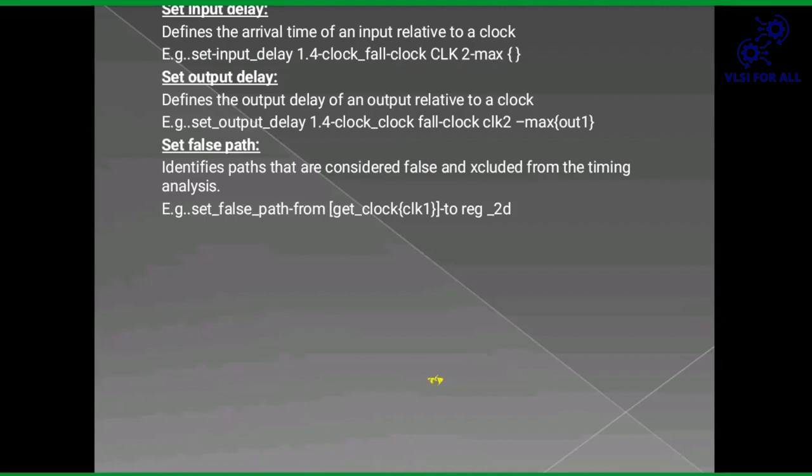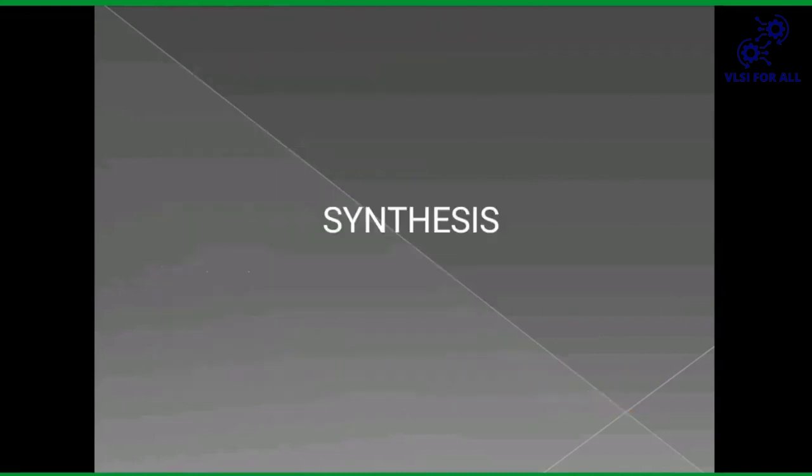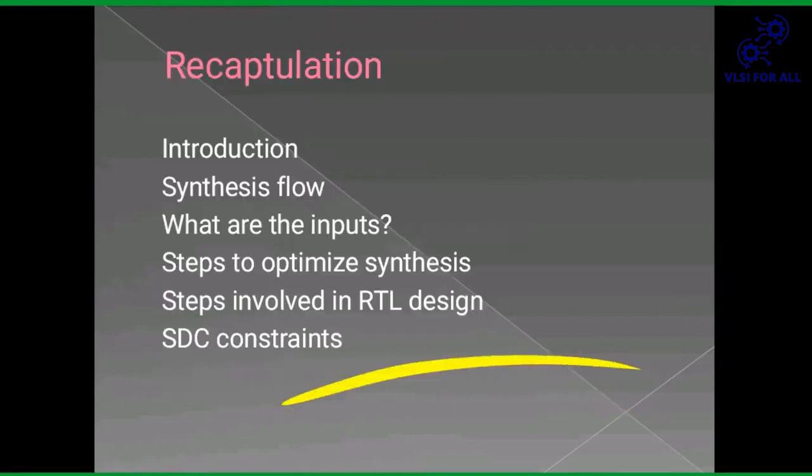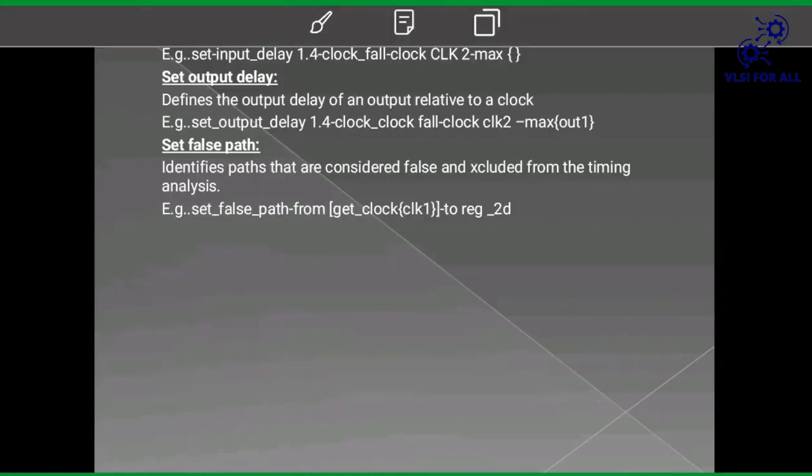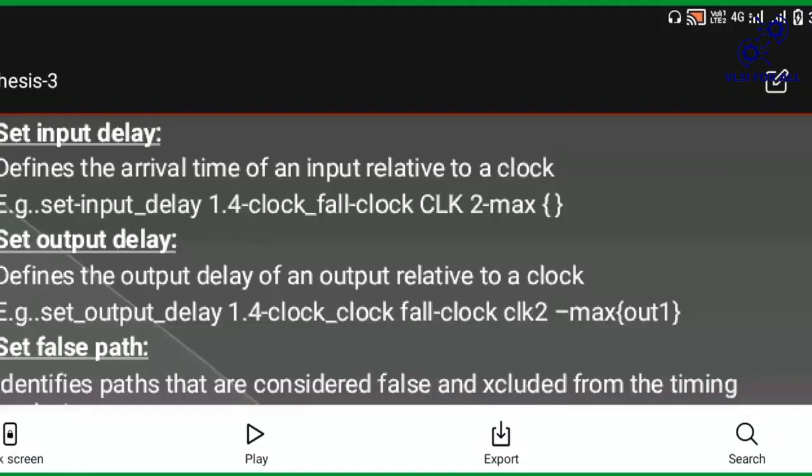Yes. What are the outputs which are present for synthesis? So these are the questions which are related to synthesis. So this is the final part of the synthesis. This completes the topic of synthesis. So if you have any question, you can just raise it. I'll just let you know.